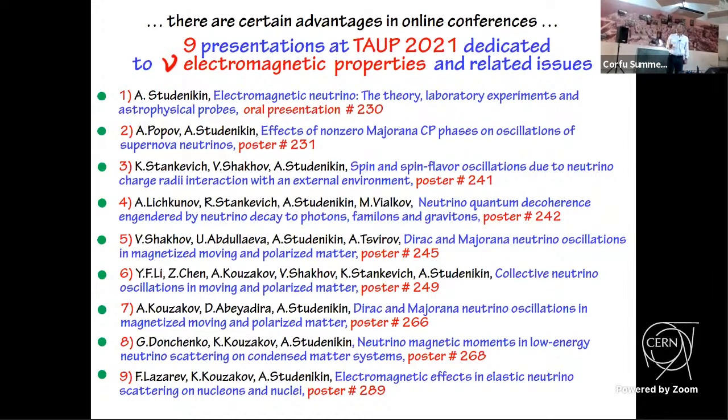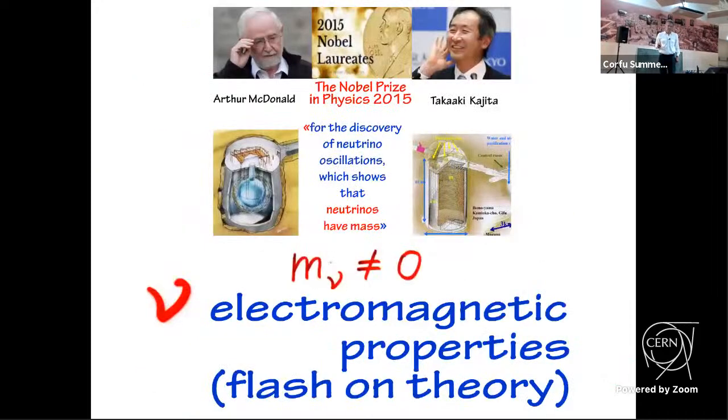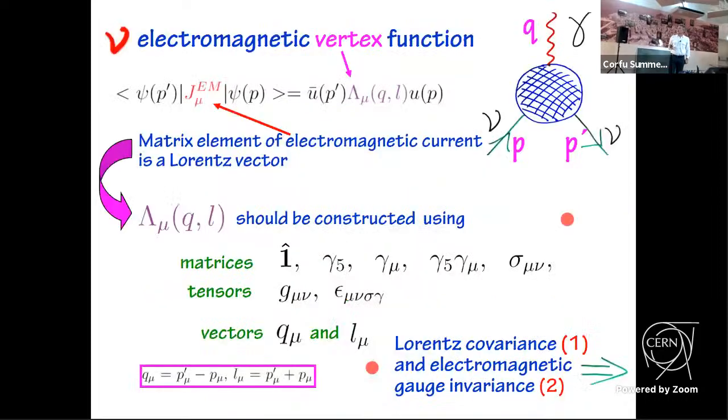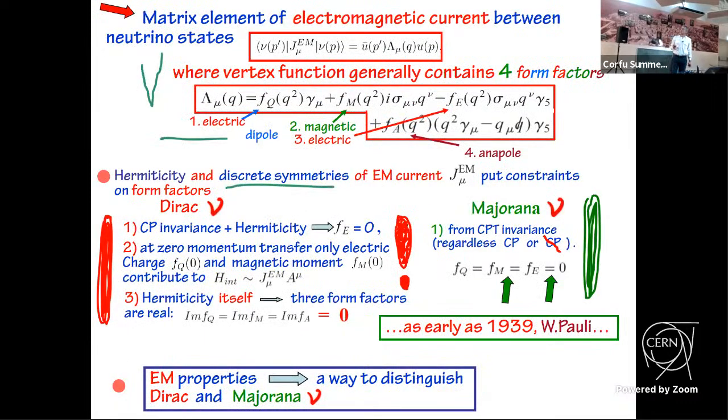And now in the TAUP conference that is running, we have 9 presentations devoted to neutrino electromagnetic properties. So if we really believe that neutrino is a massive particle, then we should very seriously approach the question of neutrino electromagnetic properties. That can be described by the so-called neutrino electromagnetic vertex function, which, from some reasonable constraints imposed by Lorentz covariance and electromagnetic gauge invariance, can be decomposed into 4 form factors, which are the real electric, the dipole magnetic and electric form factors, and the anapole form factor.